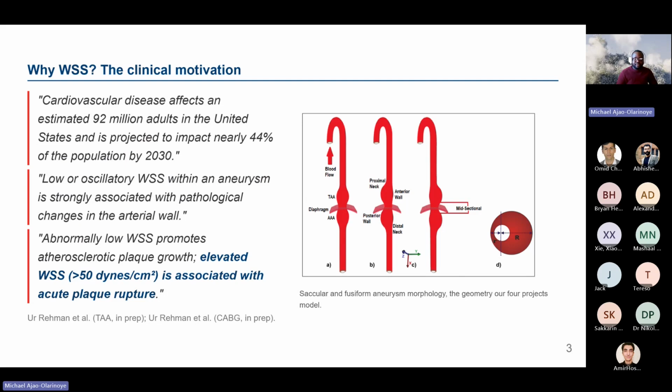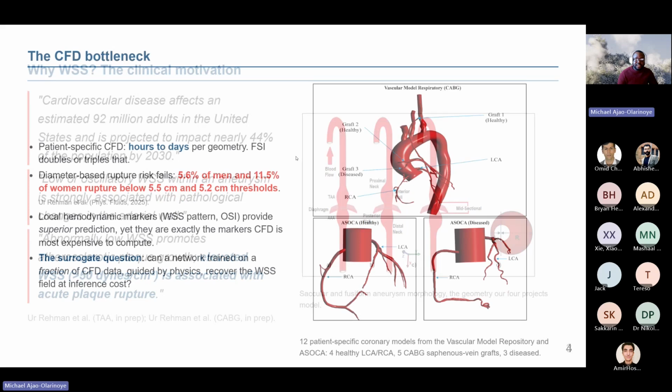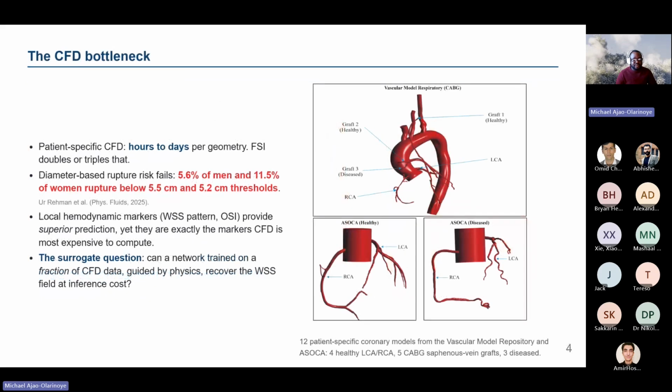And also, abnormally low wall shear stress values promote atherosclerotic plaque growth. Now, what are we just talking about? We're just talking about the flow of blood through most of the blood vessels in the heart and things circulating around the heart. Okay, so as an example, or what people have been working on.